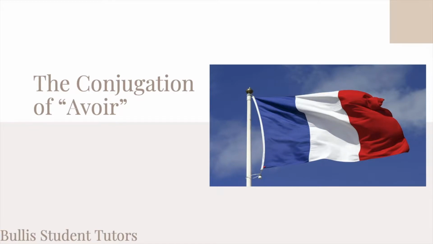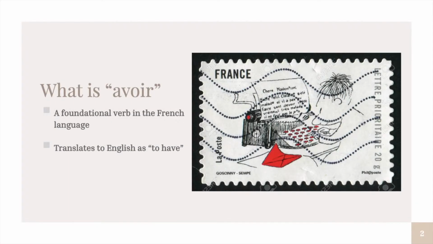Hi, I'm a Bullis Student Tutor, and in this video we're going to be talking about the conjugation of the French verb avoir. So to start, the verb avoir is a foundational verb in the French language, so it's going to be very important that you know how to conjugate the verb in all of the tenses. And the verb avoir translates to English as to have.